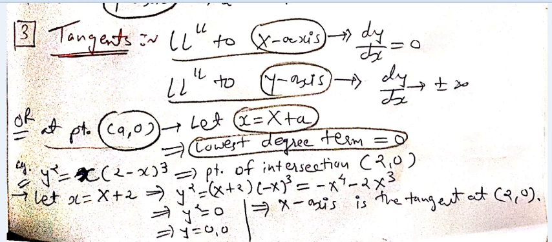So for this example, first of all find point of intersection. To find point of intersection with x-axis, substitute y equal to 0, you will get x equal to 0 and x equal to 2. So one point is 0, 0 and another point is 2, 0. And to find point of intersection with y-axis, take x equal to 0, you will get y equal to 0. So here we have origin and the other point is 2 comma 0. For the other point you need to take small x equal to capital X plus a, like small x equal to X plus 2 here. Substitute it in the equation and simplify. So you will get y square equal to minus X raised to 4 minus 2 X cube, and the lowest degree term is y square, take it equal to 0, then y equal to 0, 0. That means x-axis is the tangent at point 2 comma 0.